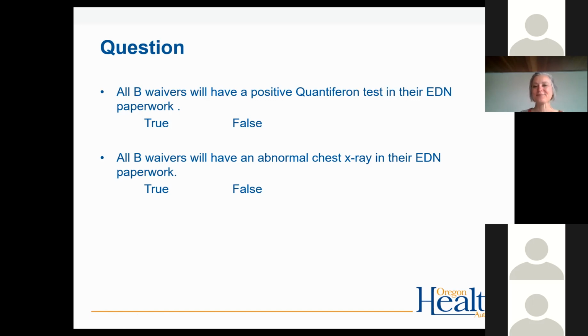The adults will not. Second one, hope maybe you know this one now. All B-Waivers will have an abnormal chest x-ray in their EDN paperwork. True or false? Okay. The answer is false, right? Primarily that's going to be adults that are going to have that abnormal chest x-ray.